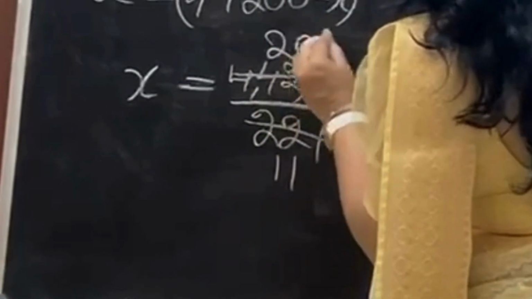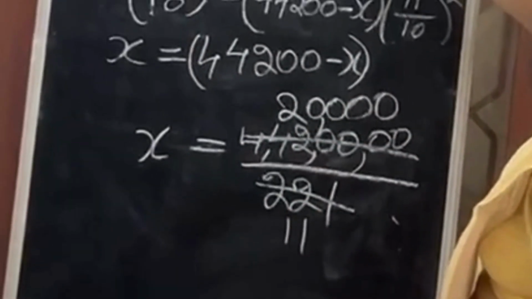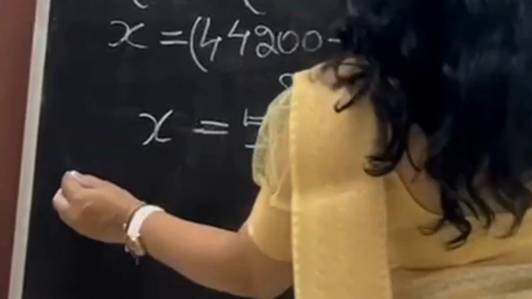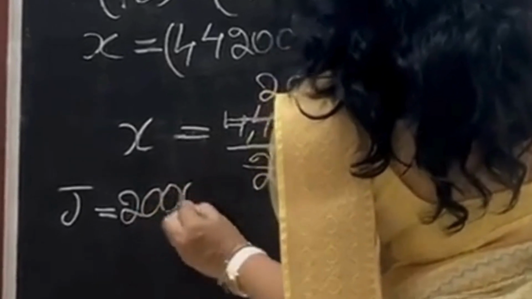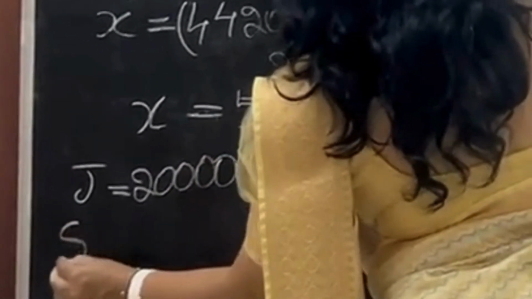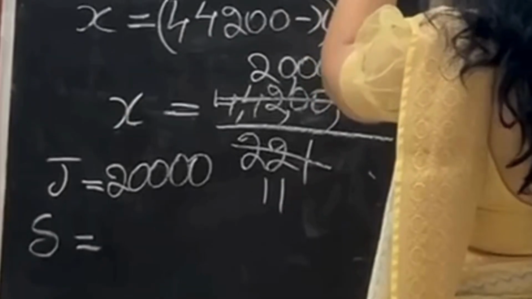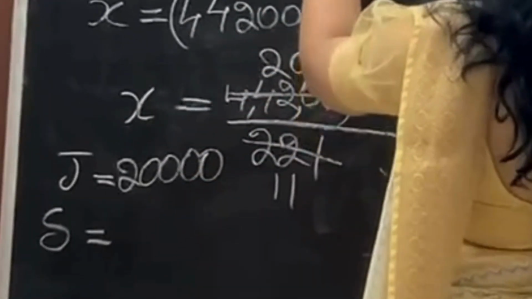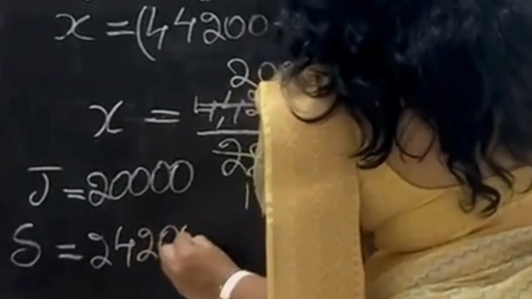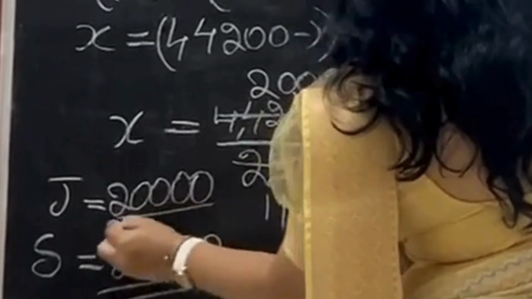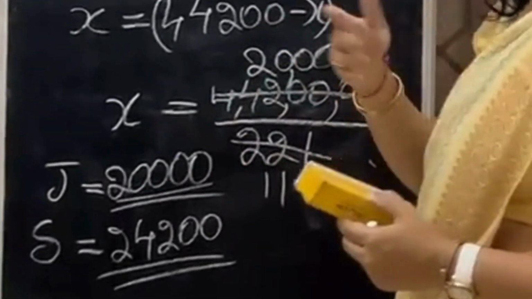So this is 20,000. So what was x? X was the share, or the principal amount, of John. So the principal sum of John is 20,000 and principal of Smith is 44,200 minus x. X is 20,000, so when I do minus 20,000, it is 24,200. Okay, this is how we find this out. It's a little complicated, but once you work it out, it will be very easy.